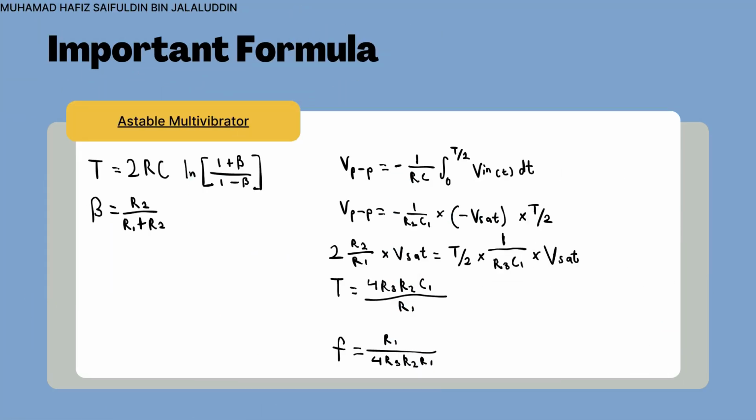So here we can see the important formula for the triangular wave oscillator. This formula is used to calculate the period and the frequency of the wave.